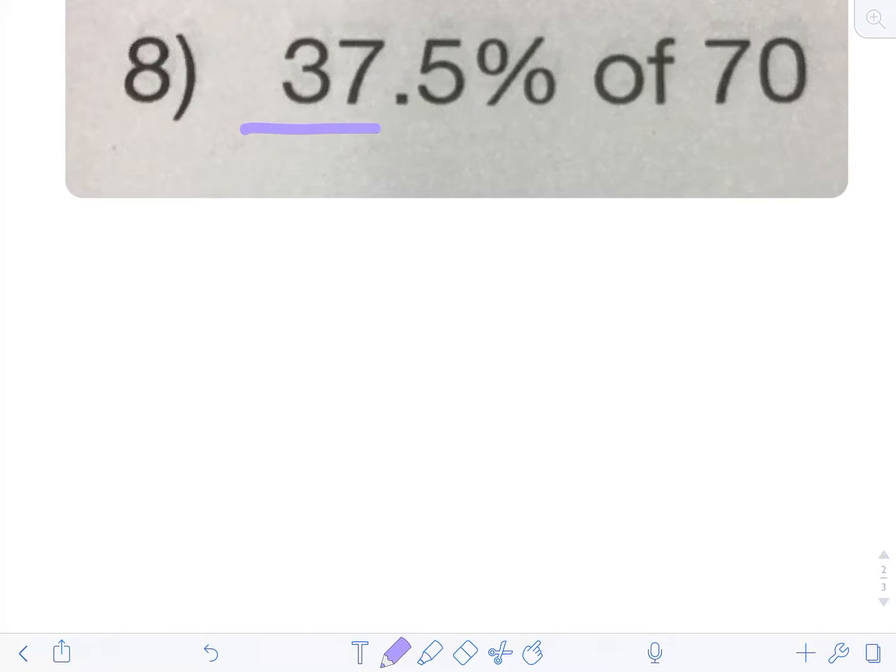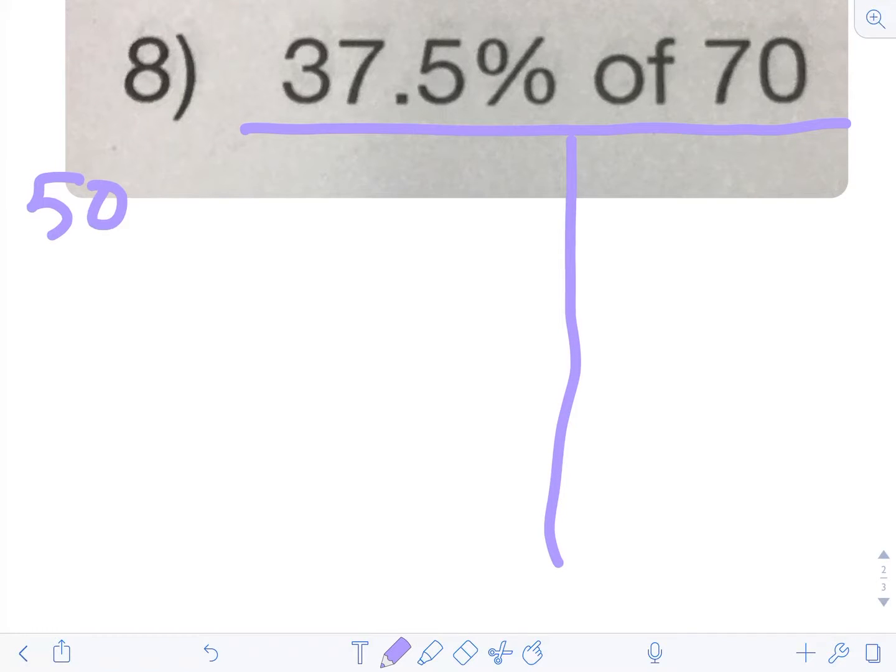So now, let's look at 37.5% of 70. Think about your four numbers that you know: 50, 10, 5, and 1. Now first you may be thinking, well, that doesn't help me get the whole thing, the whole way. Well, don't worry about getting the whole way, just get part of the way.